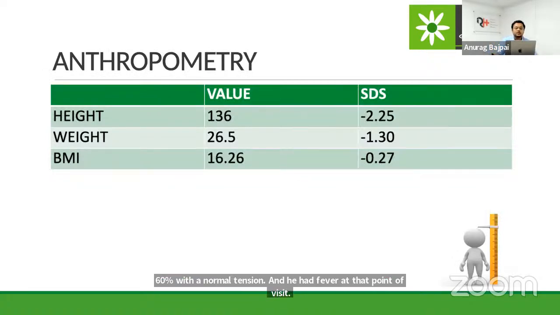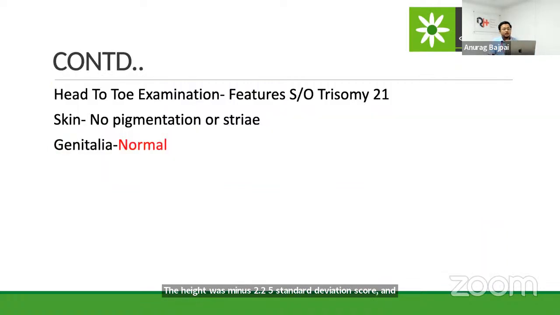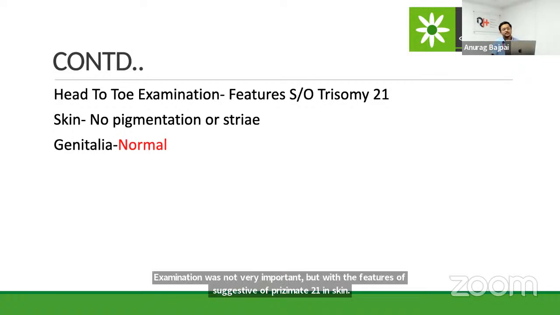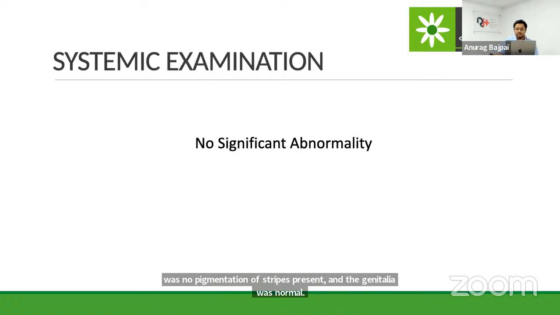After clinical stabilization, we found that the child had a failure to thrive picture, with height more affected than weight. The height was minus 2.25 standard deviation score, and the weight was minus 1.30. We continued with the examination. The head-to-toe examination was not very remarkable, but had features suggestive of trisomy 21. In the skin, there was no pigmentation or striae, and the genitalia were normal. There was no significant abnormality in the systemic examination.